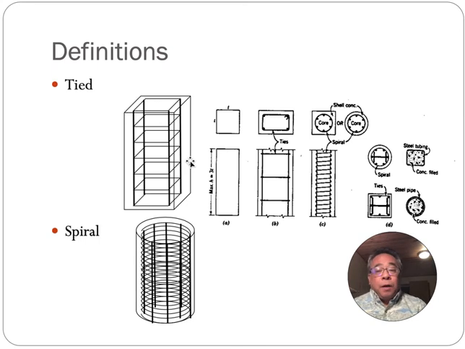And so before I show the next slide, which of these do you think would perform better? A continuous spiral going up, sort of like a slinky, or individual bars tied around? And if you guessed that it's the spiral, you're correct.